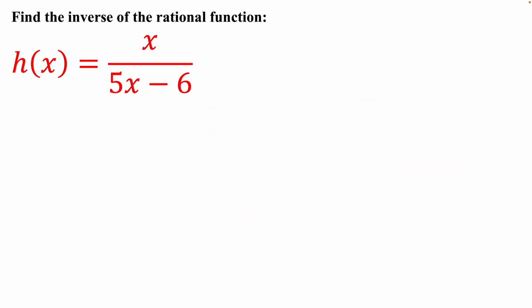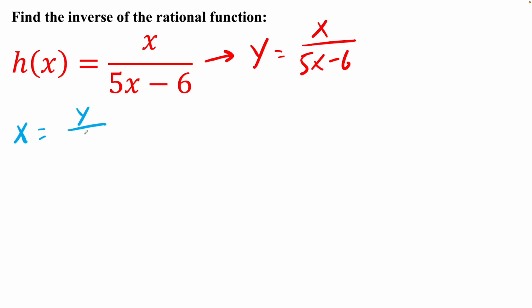Now this is the last problem, same idea, same procedure. So instead of an h, make it a y. So y is equal to x divided by (5x - 6). Now we'll go ahead and swap y with an x. So x is equal to y over (5y - 6). We want to get rid of the denominator, so times 5y minus 6 here. Also here, so 5y minus 6.